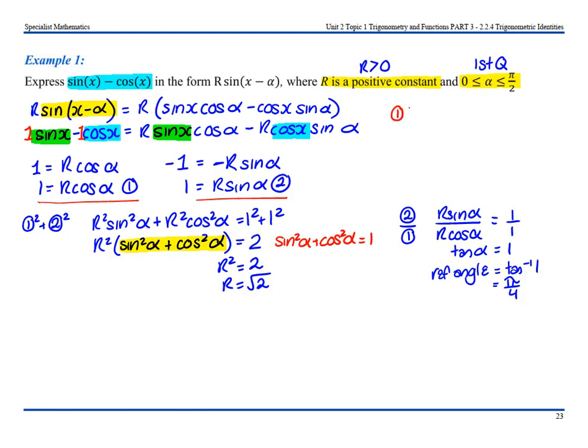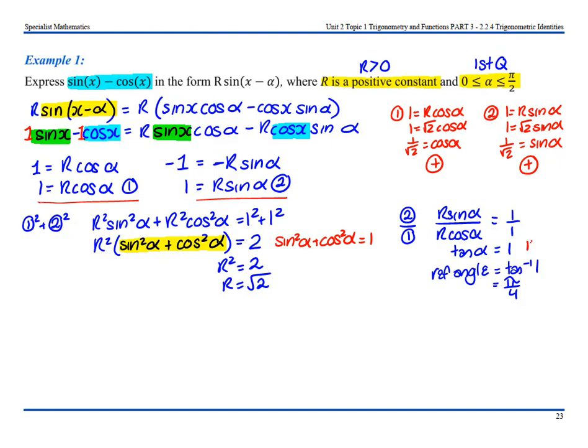The other thing to note, let's go back to equation 1 and equation 2. From equation 1, I have 1 equals r cos alpha, and I've worked out that r is the square root of 2. So 1 equals the square root of 2 cos of alpha. So 1 on root 2 equals cos of alpha. From equation 2, I have 1 equals r sine of alpha. So 1 equals the square root of 2 sine of alpha. So 1 on root 2 equals sine of alpha. So my cos of alpha is positive, my sine of alpha is positive, and my tan of alpha is positive. So I know I'm in my first quadrant.